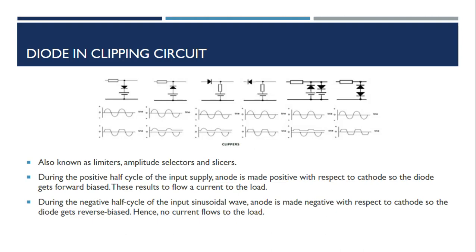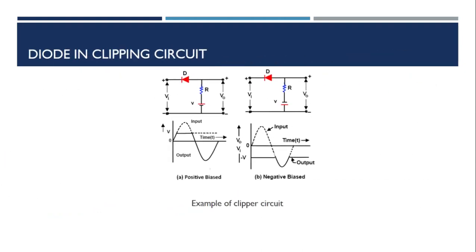These are electronic circuits that have the ability to clip off a portion of the input signal without distorting the remaining part of the alternating waveform. This is an example of the clipper circuit.